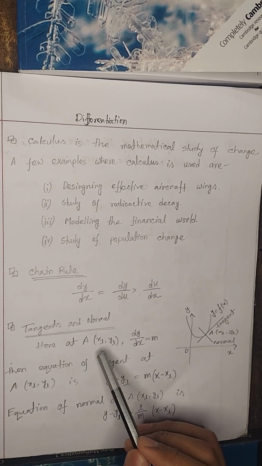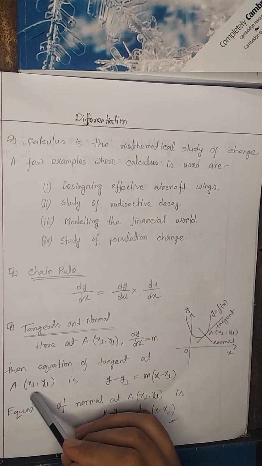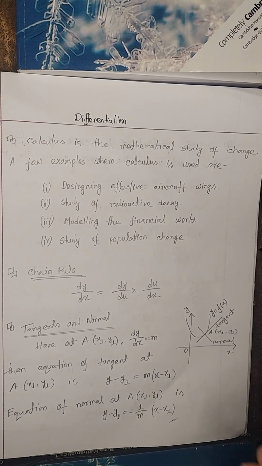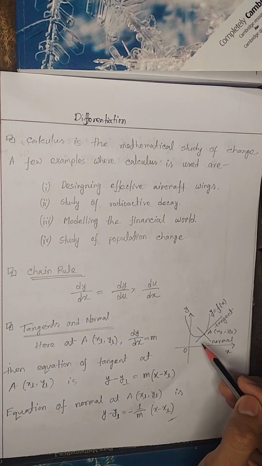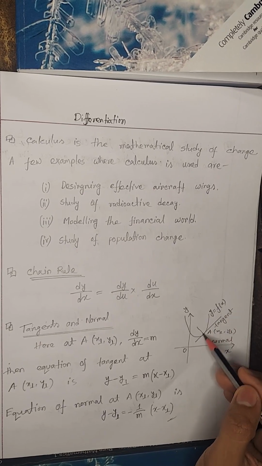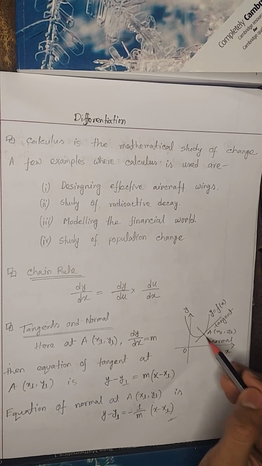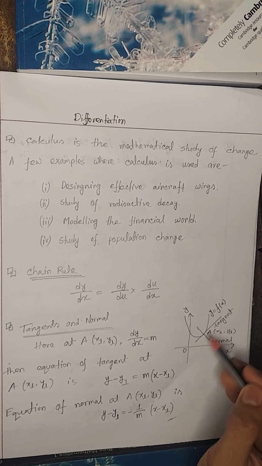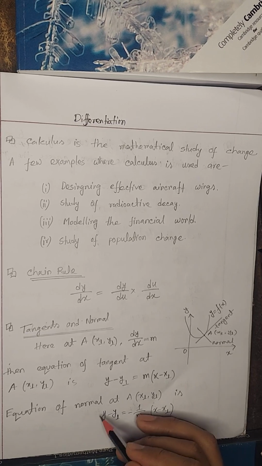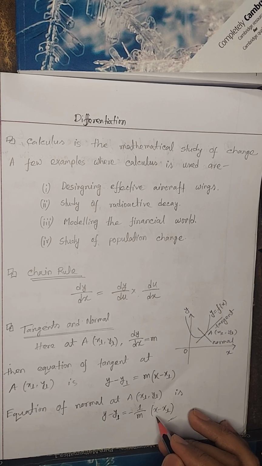Tangents and normals. At this point, if dy by dx is m, then the equation of the tangent at this point is y minus y1 is equal to m times x minus x1. And if we see from the graph, for this curve y is equal to f(x), at this point the tangent will be this line, and the perpendicular, the normal, is this line. It is called normal and it is called tangent. And the equation of the normal is y minus y1 is equal to minus 1 by m times x minus x1.